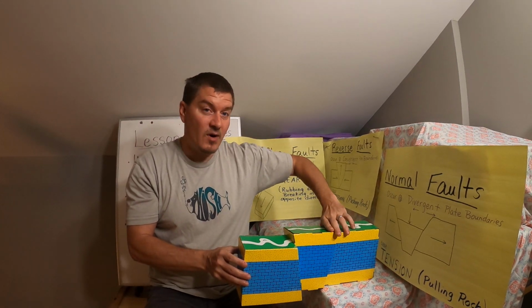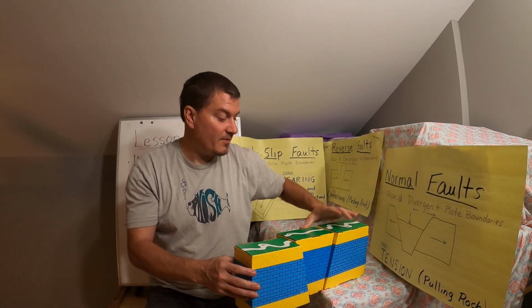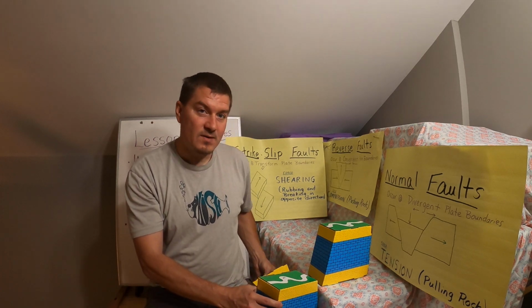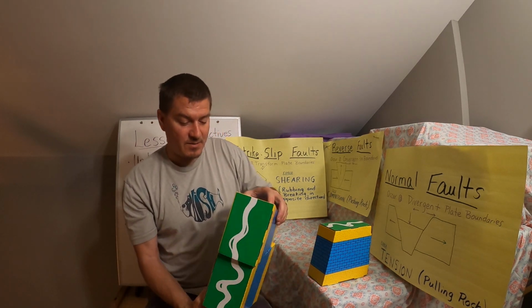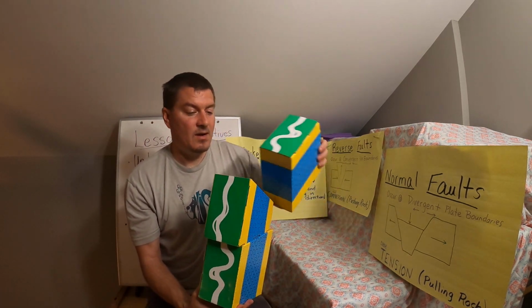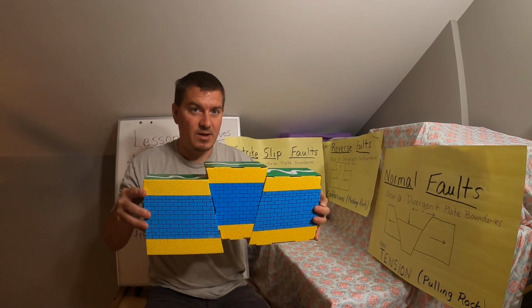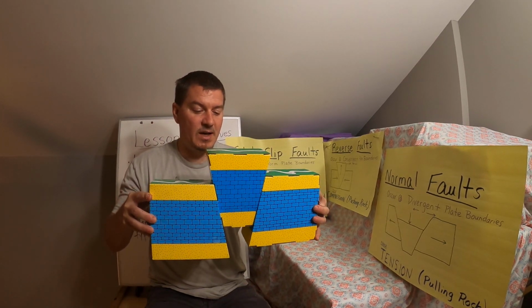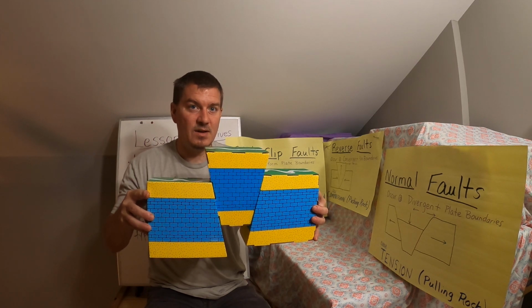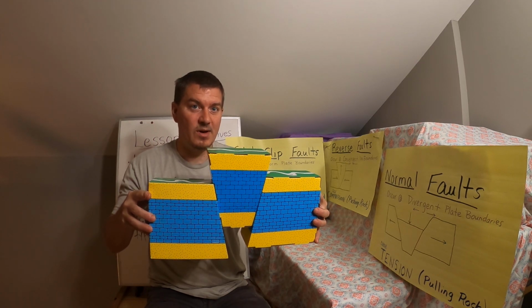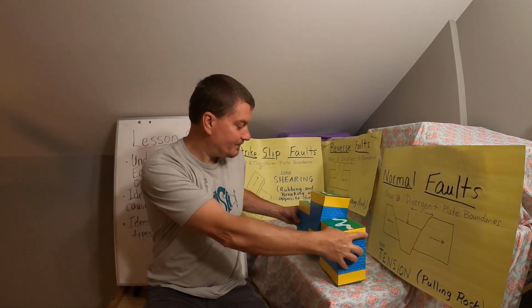But reverse fault is something that you should know about. We have reverse faults that occur at convergent plate boundaries. The force involved is compression, and the compression of the 2 plates pushing into each other causes the rock in the middle to move upward in a reverse fault.